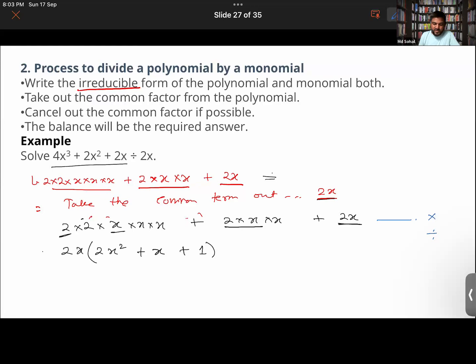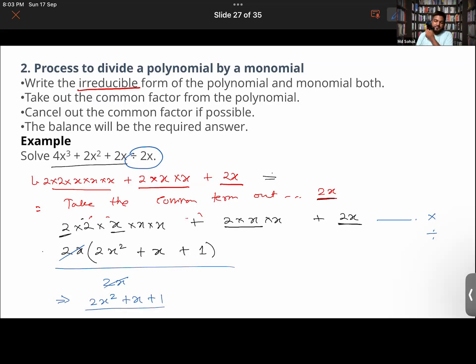So this you have got, and finally you have to divide it now. Divide by 2x. So divided by 2x, this 2x and 2x get cancelled. You are left with 2x square plus x plus 1. You are left with this. Getting it now? Yes, sir. That is the required answer.